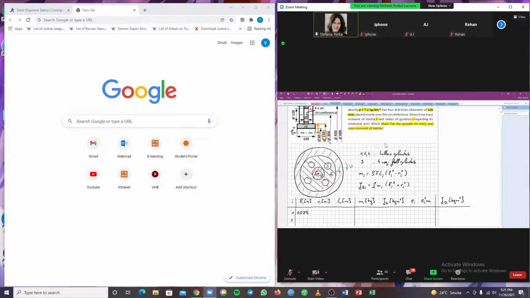Excuse me, Professor. Can you please clarify which dimension it corresponds to on the drawing you have made? Here, this outer radius of area 1. Thank you, Professor.